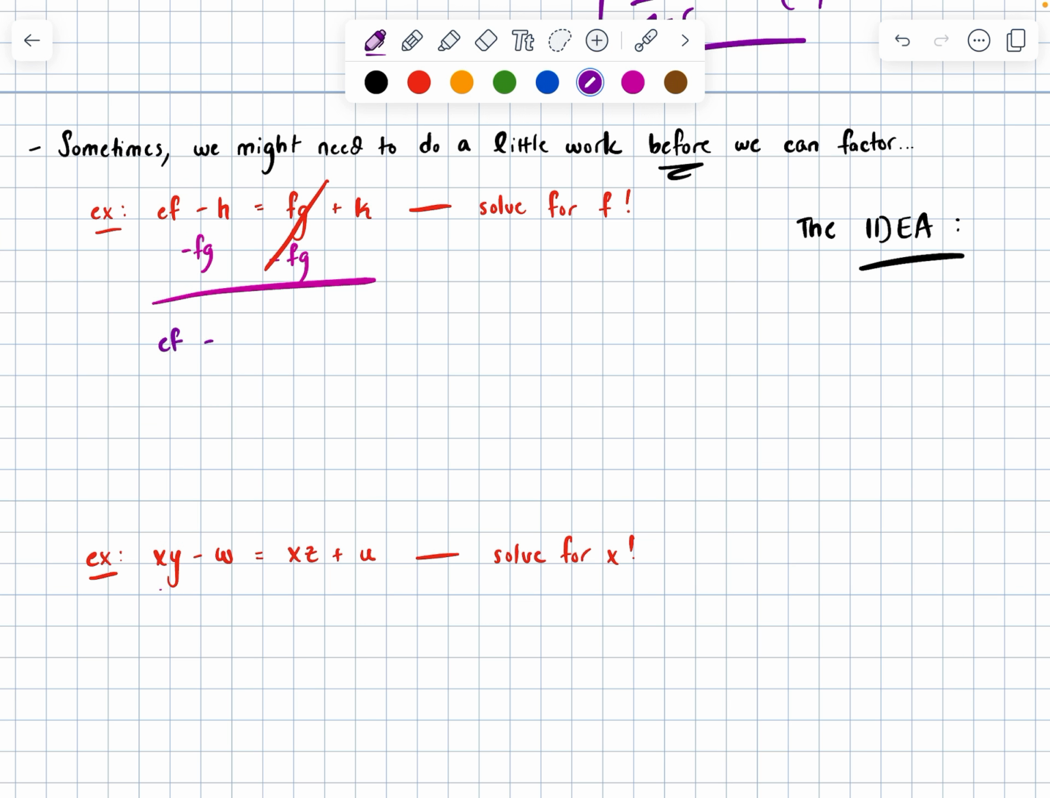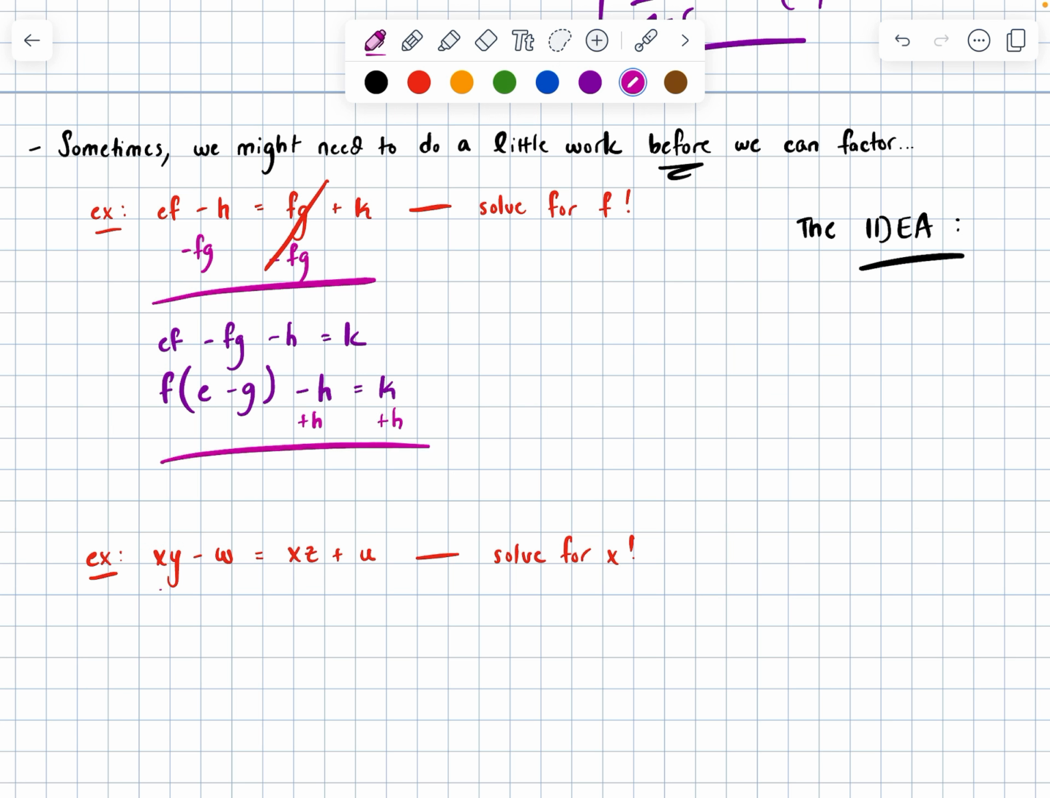On the right side, they undo each other. On the left side, I've got EF minus FG minus H equals K. And from here, I'm in familiar territory. So I've got my F's in this case. Let's factor out our F. When I do my distribution, E times F gets me to EF. Negative G times F gets me to negative FG. I've got that negative H still left over, and then that K on the right.